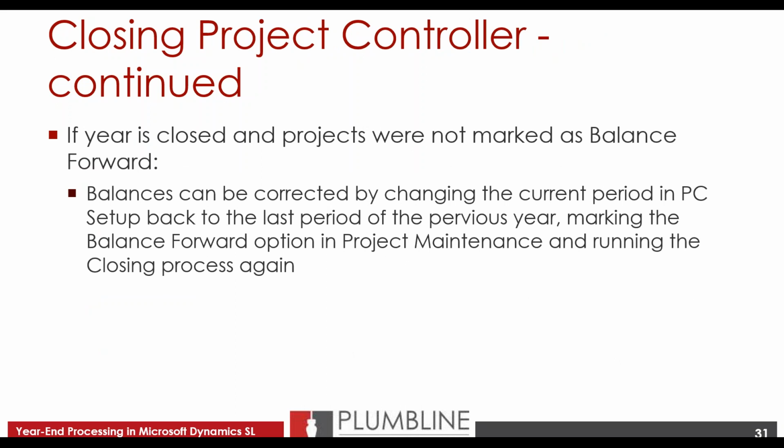If your year is closed and some projects were found to not be marked as balance forward, the balances can be corrected by changing that current period in your Project Controller setup screen. You can actually set that back to the last period of the previous year. You then want to make sure that you mark that balance forward option in the project maintenance screen, and then you can run the closing process again. The Project Controller is a little bit forgiving in that sense that it will allow you to set the current period back and just go through that process once you've made this proper selection.